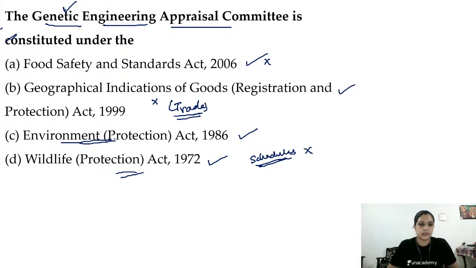I'm eliminating that. The Wildlife Protection Act clearly has schedules and rules and regulations about what are all the protected animals, what are the degrees of protection. So in that, definitely the Environmental Protection Act only should come. So that is the answer.